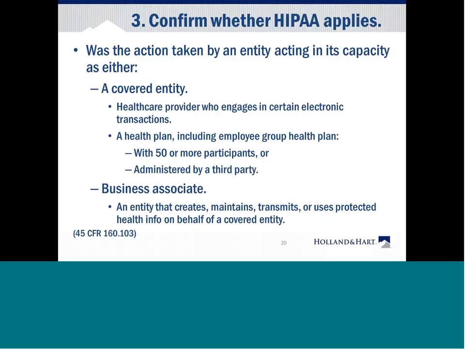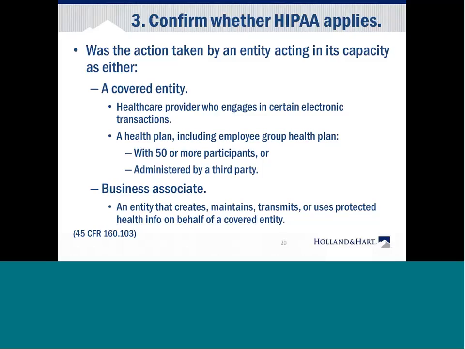Now, in the wake of the HITECH Act and the Omnibus Rule, HIPAA also applies directly to business associates. So that means if a business associate violates HIPAA, then it can also be subject to HIPAA fines and penalties, and HIPAA imposes certain obligations on business associates to respond. Business associates are those entities that create, maintain, transmit, or use protected health information on behalf of a covered entity.